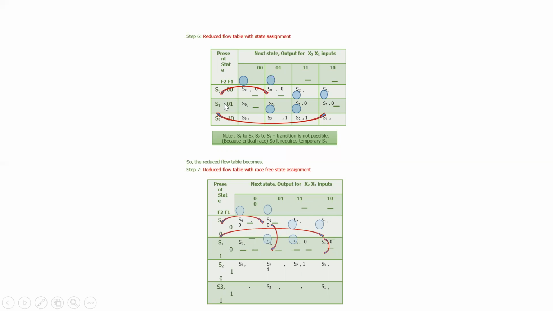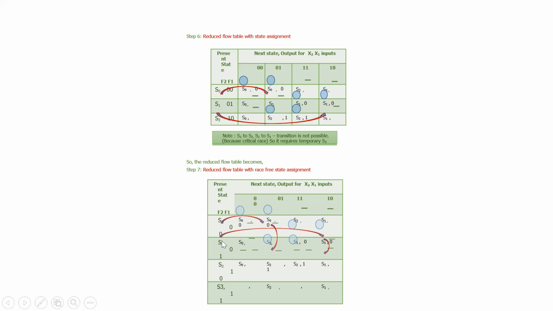Now you see here, S1 is 0 1, S2 is nothing but 1 0. So here the 2-bit change is not possible. That means the S1 to S2 transition and the S2 to S1 transition is not possible. That is nothing but what we can call the critical race. To avoid this critical race, we have to use one unused state as a temporary state. Here we haven't used 1 1, so we have to use that 1 1 state as the temporary state.